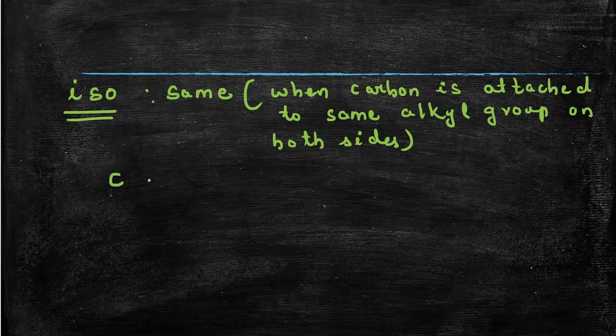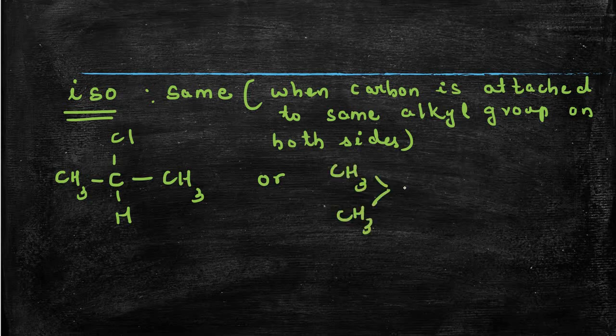Here we have taken a carbon atom. Here there is an alkyl group which is our methyl group. Similarly here is also a methyl group, and this one is our halogen, and this one is our hydrogen. Or we can also represent it like this. Two methyl groups are attached to the carbon atom. When the carbon is attached to the same type of alkyl groups on both sides, we use the word iso while naming the common name.